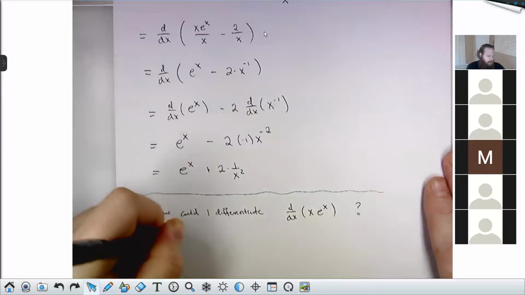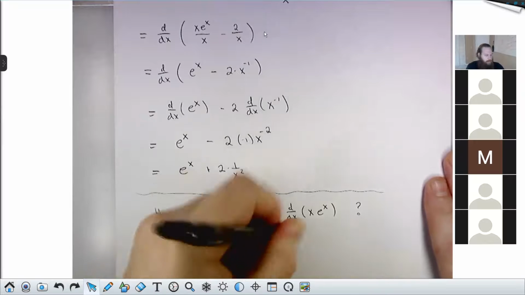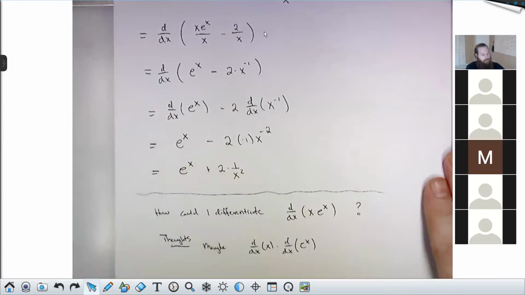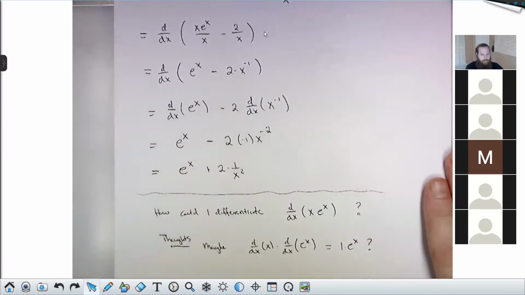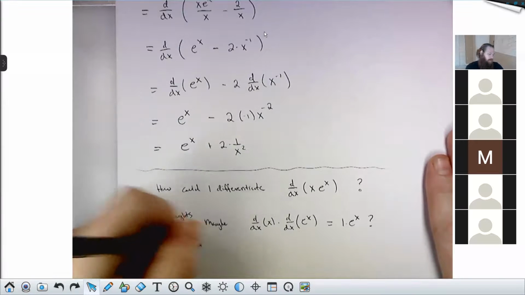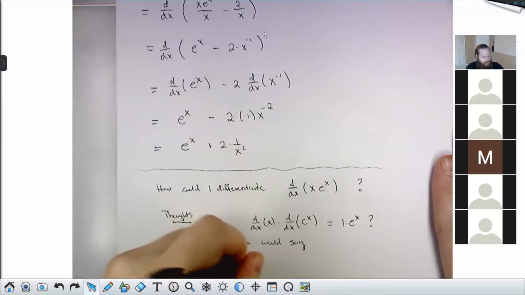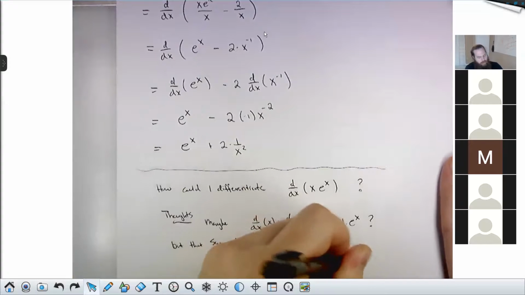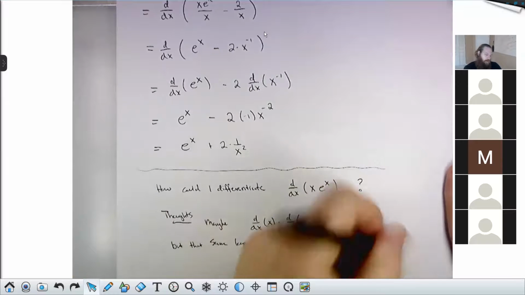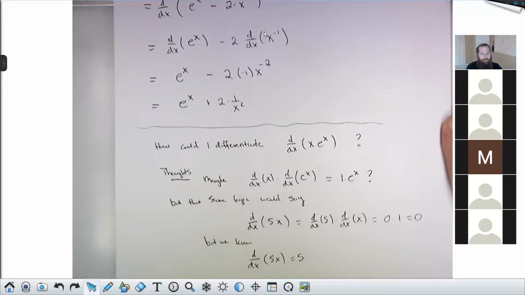Our first thought maybe, maybe I take d dx of x and I multiply that by d dx of e to the x, which would be just 1 times e to the x. But if I apply that same logic, that would say that the derivative d dx of 5x would be d dx of 5 times d dx of x, which would be 0 times 1, which would be 0. But we know that d dx of 5x is just 5. So this logic must be bad.